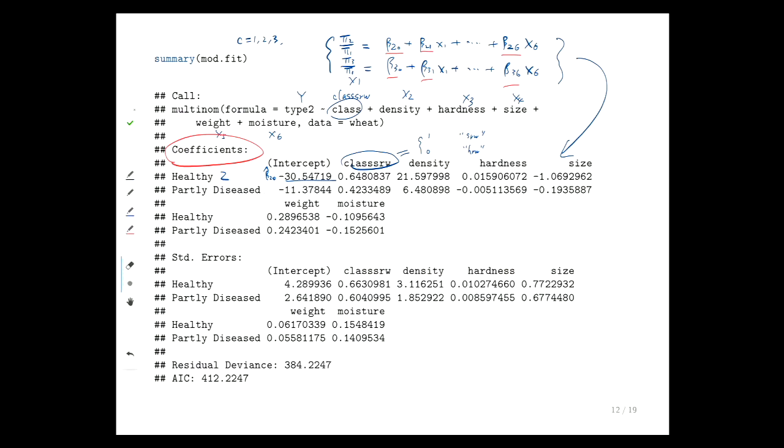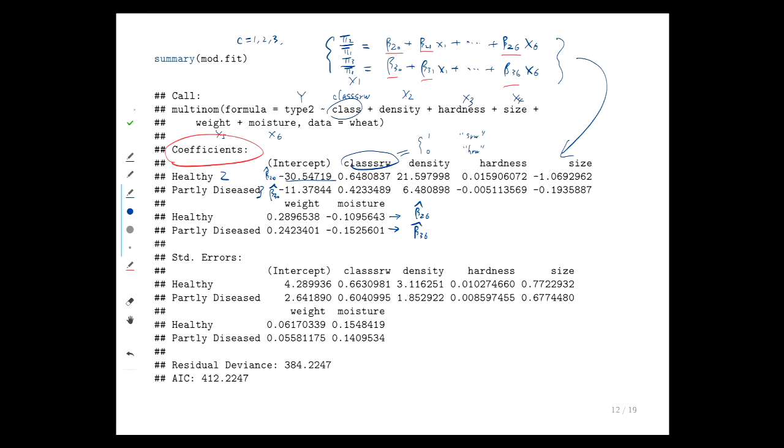And also we have the beta 3, 0 hat here. And let's just denote another one. So this is the beta 2, 6 hat, and this is the beta 3, 6 hat. So that's how to look at this table.